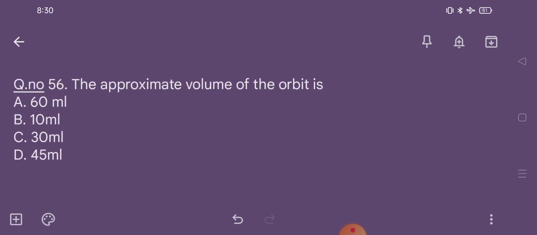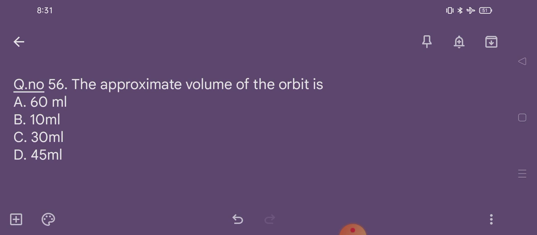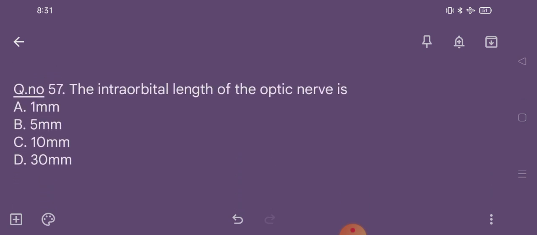Question number 56. The approximate volume of the orbit is? Option A is 60 ml, option B is 10 ml, option C is 30 ml, and option D is 45 ml. So the approximate volume of the orbit is 30 ml. Option C is the correct answer.